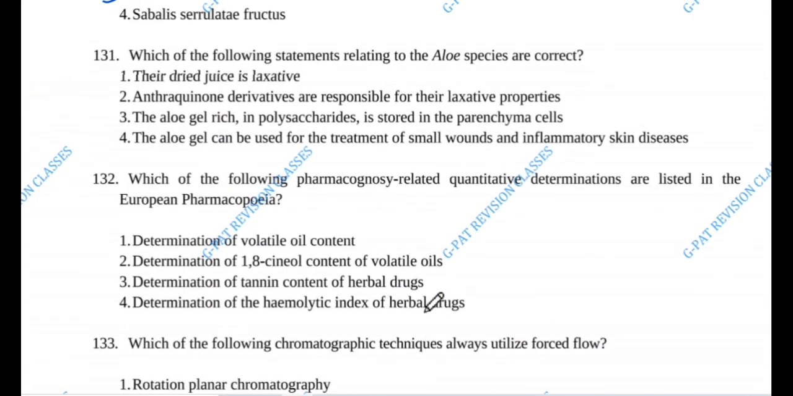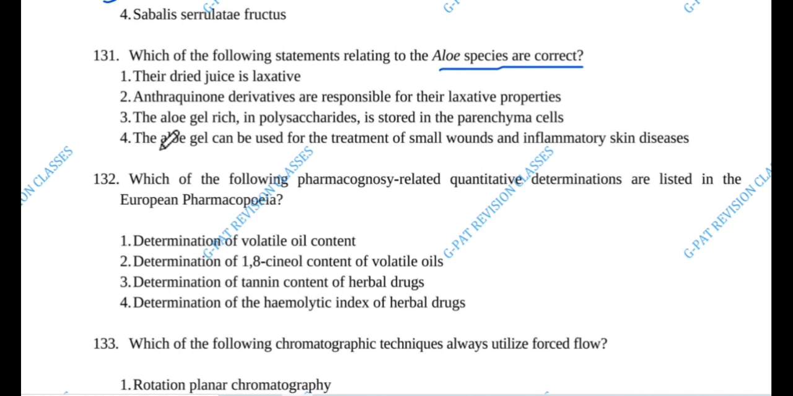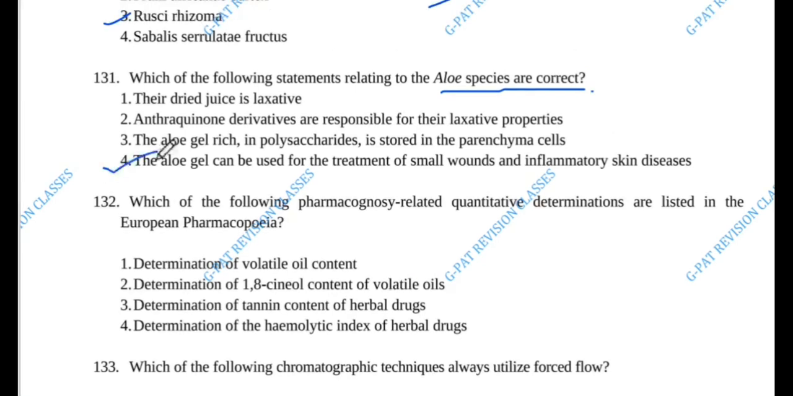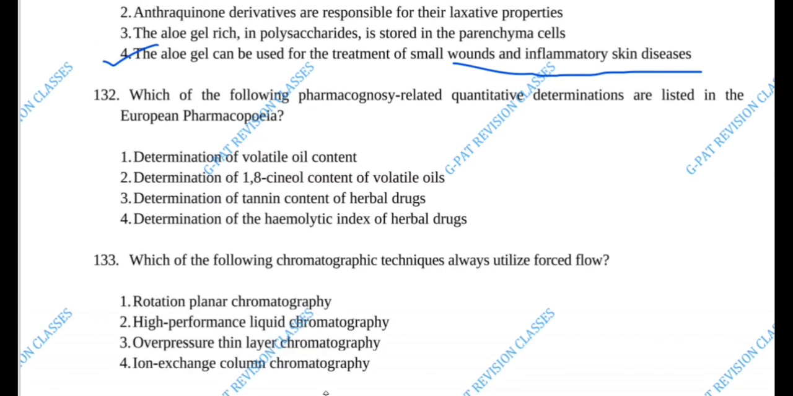Next is question number 131. Which of the following statements relating to the aloe species are correct? The answer is A. The answer is 4. The aloe gel can be used to treat small wounds and inflammatory skin disease.